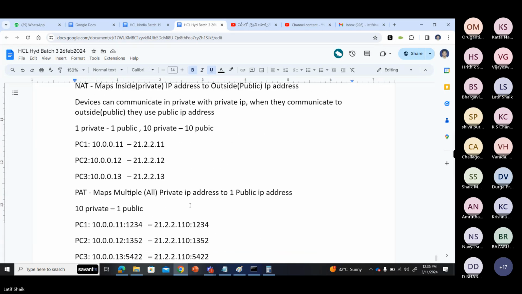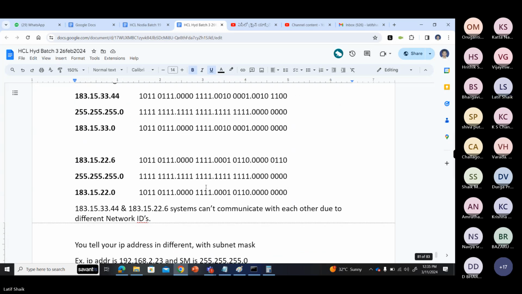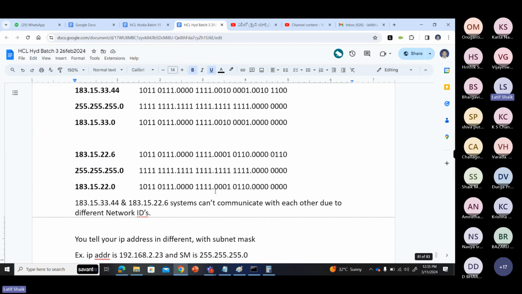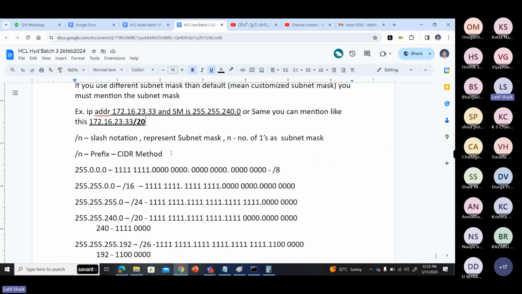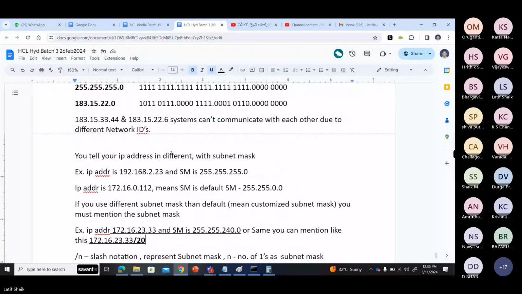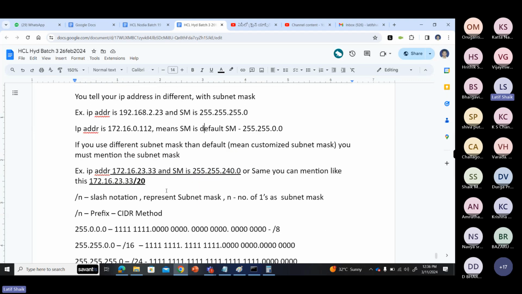Up to here, what is slash notation? When you see an IP address with a subnet mask, or an IP address with slash notation, good. If an IP address is given without a subnet mask, it means the default subnet mask only. If they mention it, good; if not, it is the default subnet mask. And we can also mention it like this.